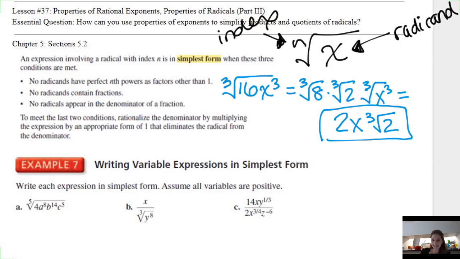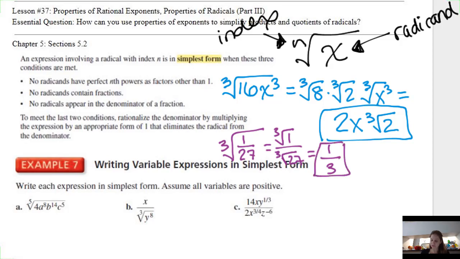Second, no radicands contain fractions. I don't want, let's do the cube root of 1/27. I would have to take the cube root of 1 over the cube root of 27 to simplify, and I would get 1 over 3, right? The cube root of 27 is 3, and this simplifies to 1/3.